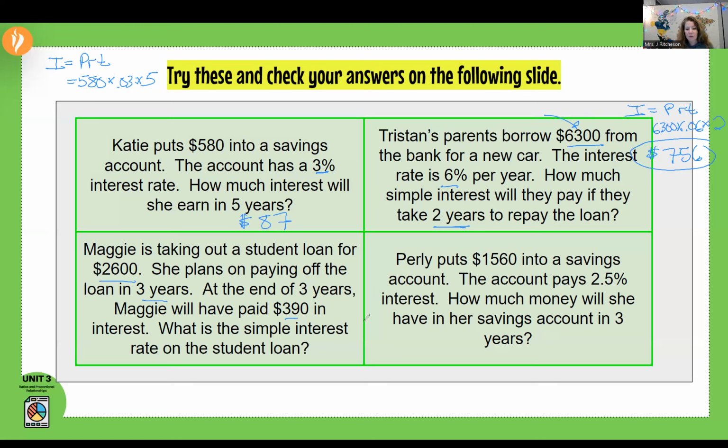So let's start with our formula. Do they tell us how much interest she paid? Yep, they tell us that she paid $390 in interest. They tell us her loan amount was $2,600. We don't know our rate, but we know that she paid off this loan in 3 years. So now what can we do on this line here? We can simplify by multiplying 2,600 times 3, and 2,600 times 3 times R is 7,800 R.